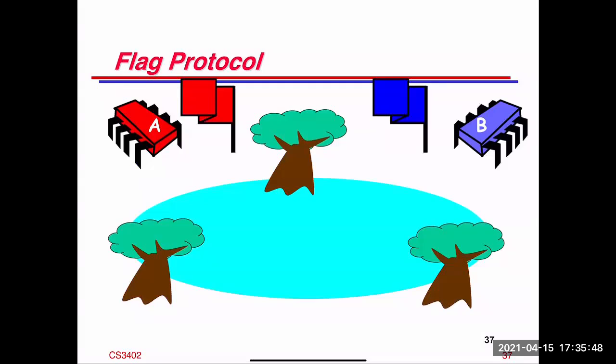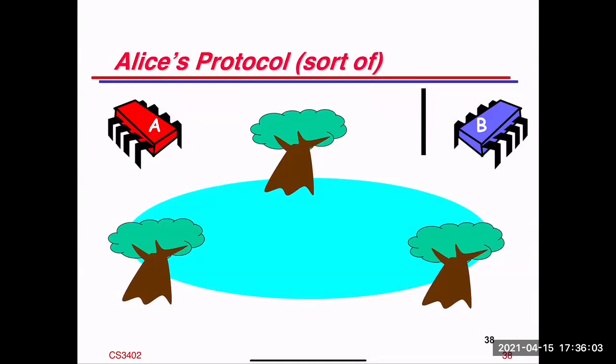So now let's look at a protocol that brings us closer to what we want. And we're going to call this the flag protocol. So Alice has a flag and Bob has a flag, and they can both observe each other's flag. All right, so how does this protocol work? Let's look at Alice's protocol. So Alice is going to raise the flag, and then she's going to wait after raising a flag until Bob's flag is down.